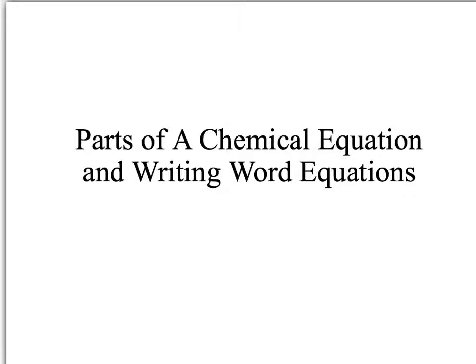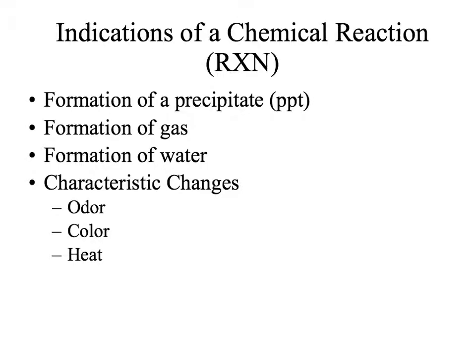Hi everyone, today we're going to deal with parts of a chemical reaction and writing some word equations. The first thing we have to talk about are the indications of a chemical reaction, how you know something actually reacted. And there are four ways we're going to sort of deal with this.